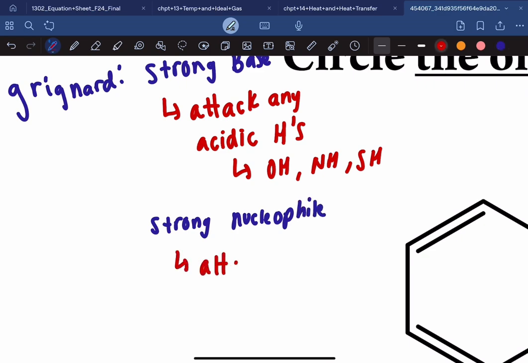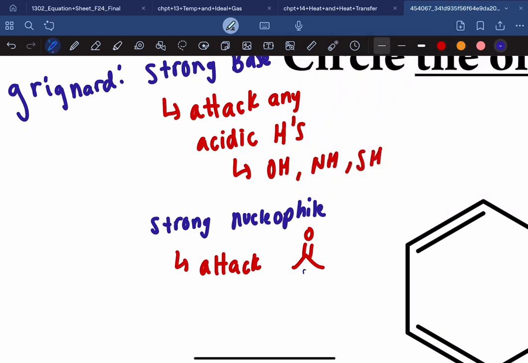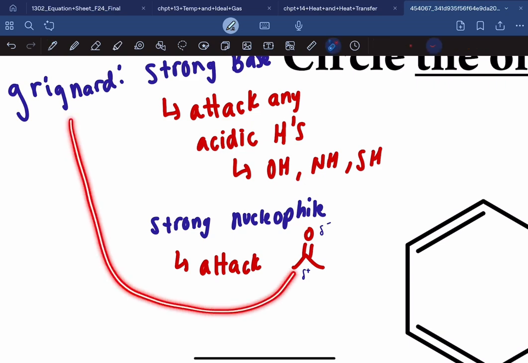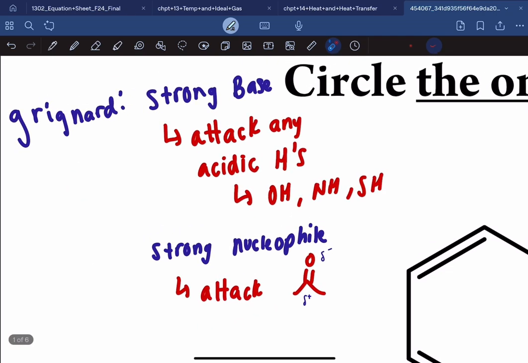Well, how about carbonyls? So things like this, where you have partial charges, right? We have a partial positive, partial negative. So the Grignard, what it'll do, if you remember, is it'll attack the positive and swing that to the negative. So if you know what the Grignard does, then you know what it won't react with. So just keep in mind, acidic hydrogens, it will attack. Carbonyl groups, it will attack.